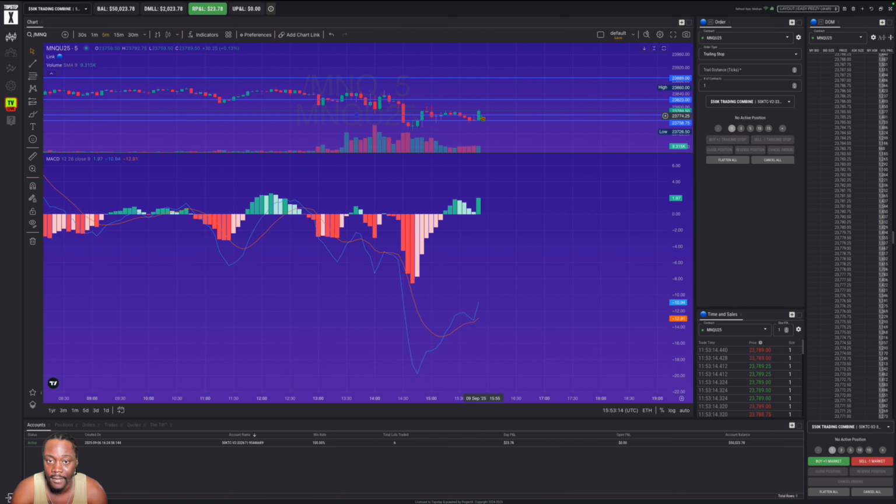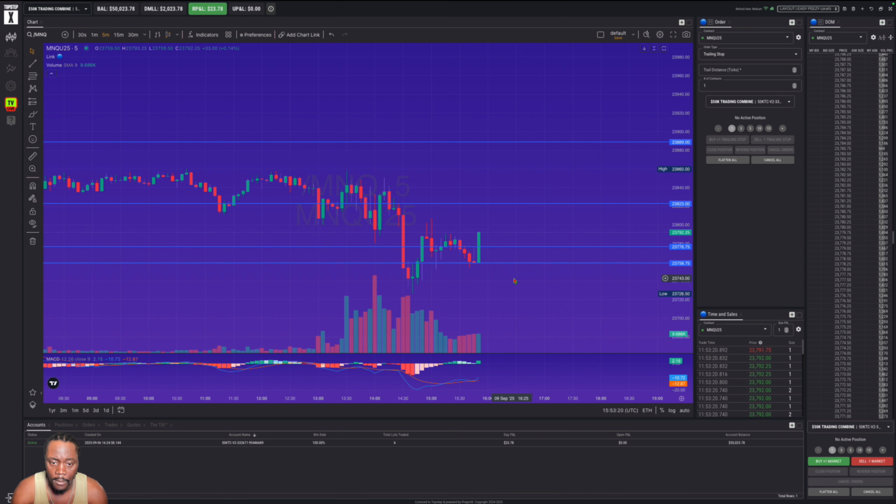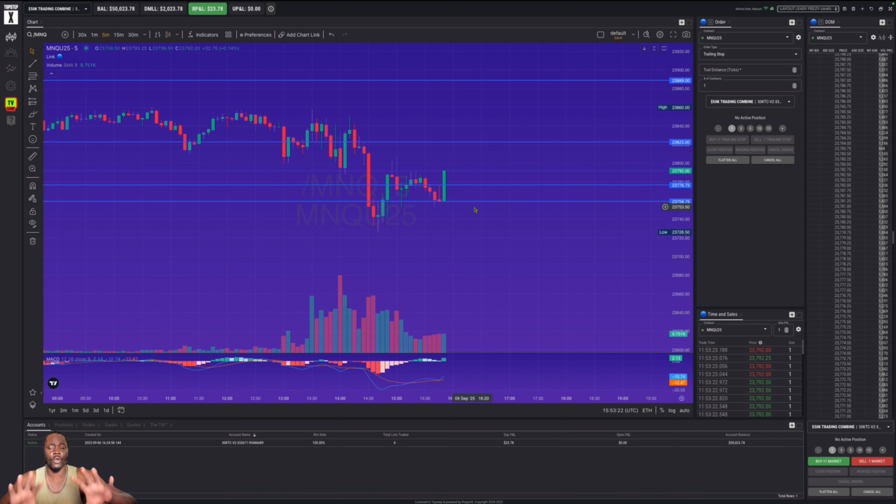I'll wait a second and see if it'll come back down and give me a better price. I also will make sure that I can see, because this chart runs off the same software that TradingView does.